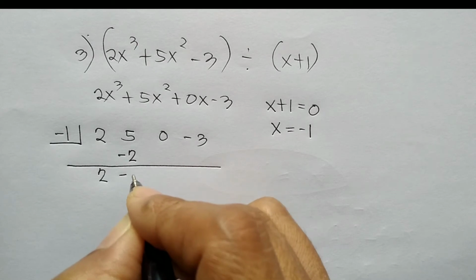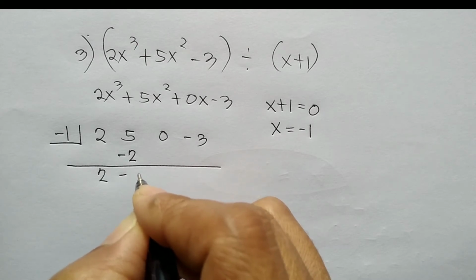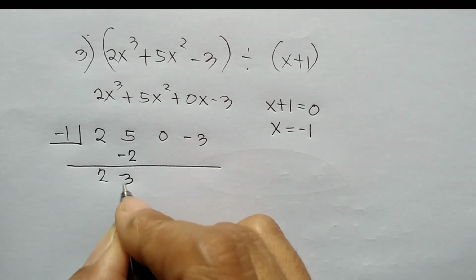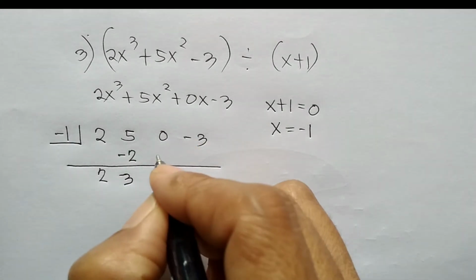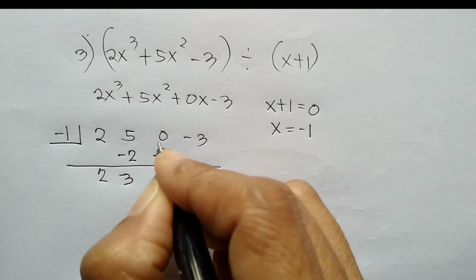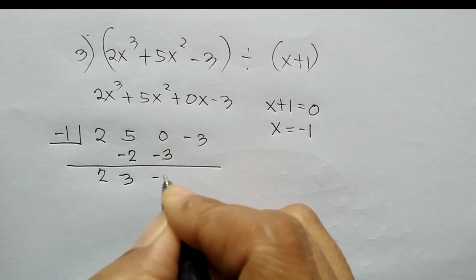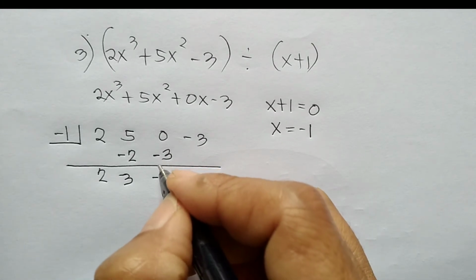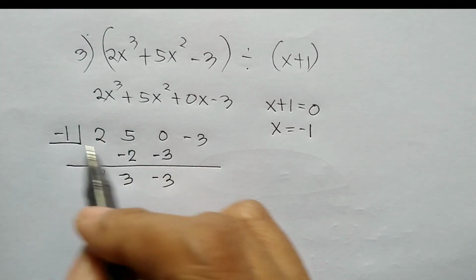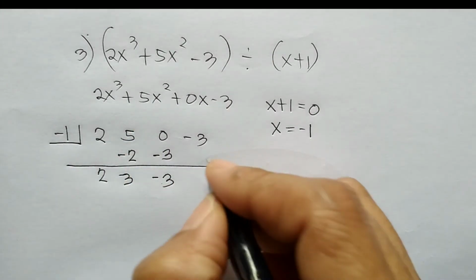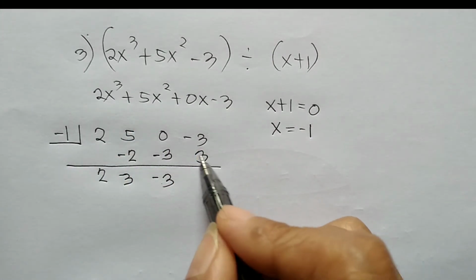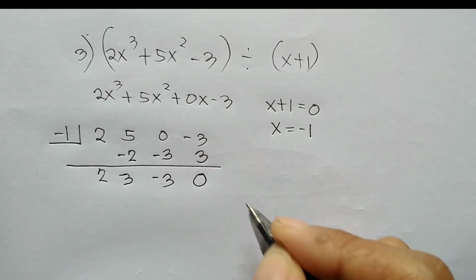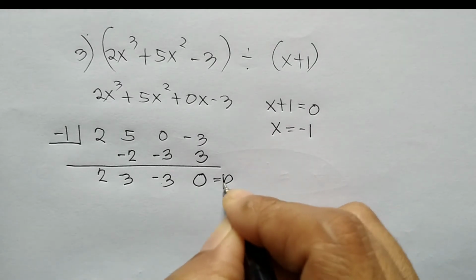It will give us positive 3. And then you multiply it again by negative 1. So it will give us negative 3. So you add negative 3. 0 plus negative 3 is negative 3. And then multiply it by negative 1. So negative 3 times negative 1 is positive 3. Then you add this again. Negative 3 plus positive 3 is equal to 0. So our remainder here is 0.